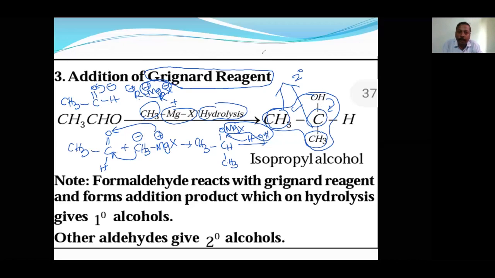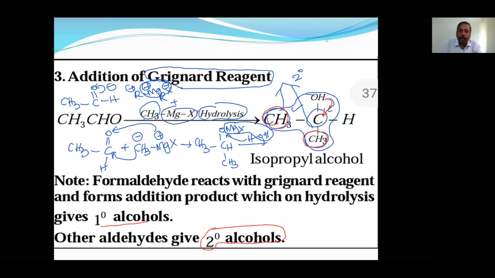How to identify the degree of alcohol? OH is attached on this carbon and this carbon is further attached to 2 alkyl groups. Therefore it is a 2-degree alcohol. Formaldehyde will give you a 1-degree alcohol, but other aldehydes will give you a 2-degree alcohol. This is what we have studied in the alcohol chapter, preparation of alcohol from carbonyl compounds.